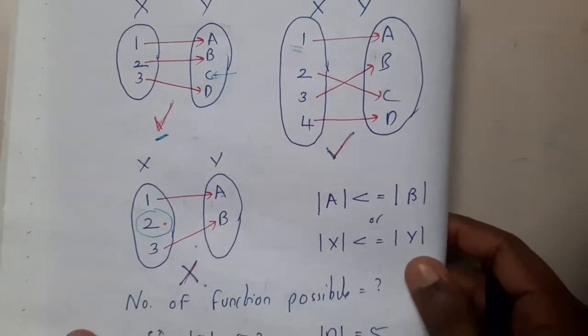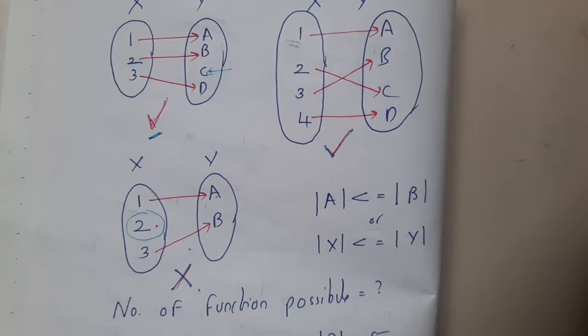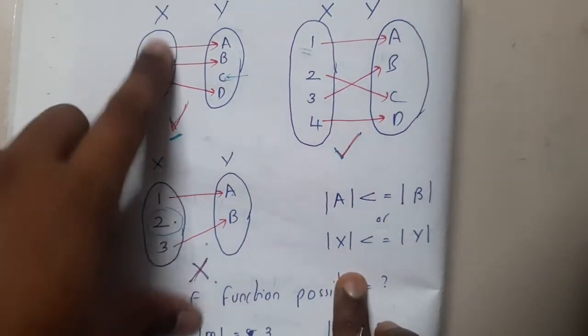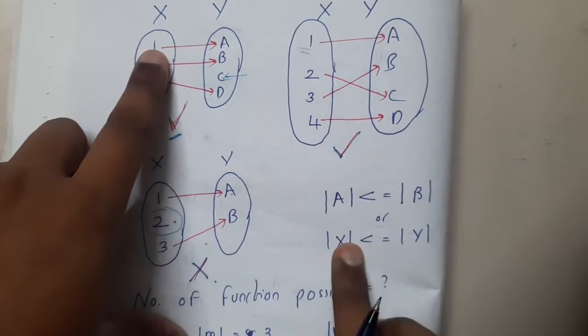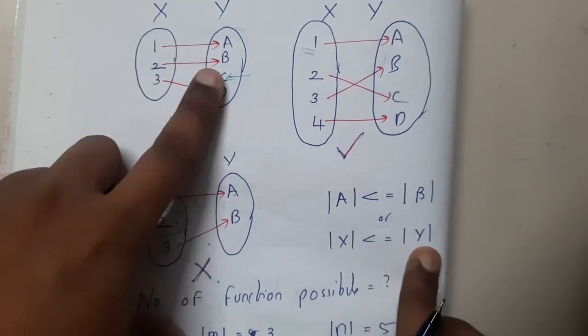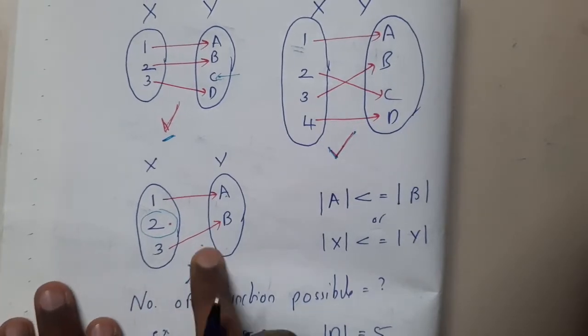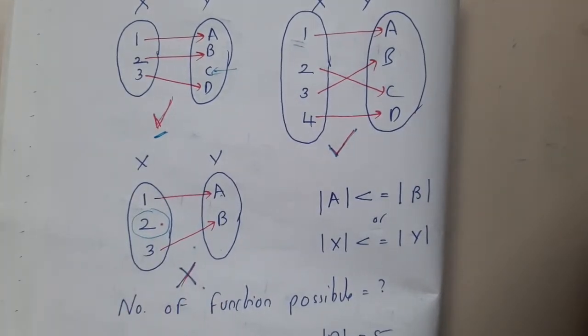To be clear, a few students will be like, we want some formulas. So to be clear, the number of elements in X should be less than or equal to the number in Y. That's it. Because if X has more elements than Y, it will end up with a wrong answer, right? Yes.